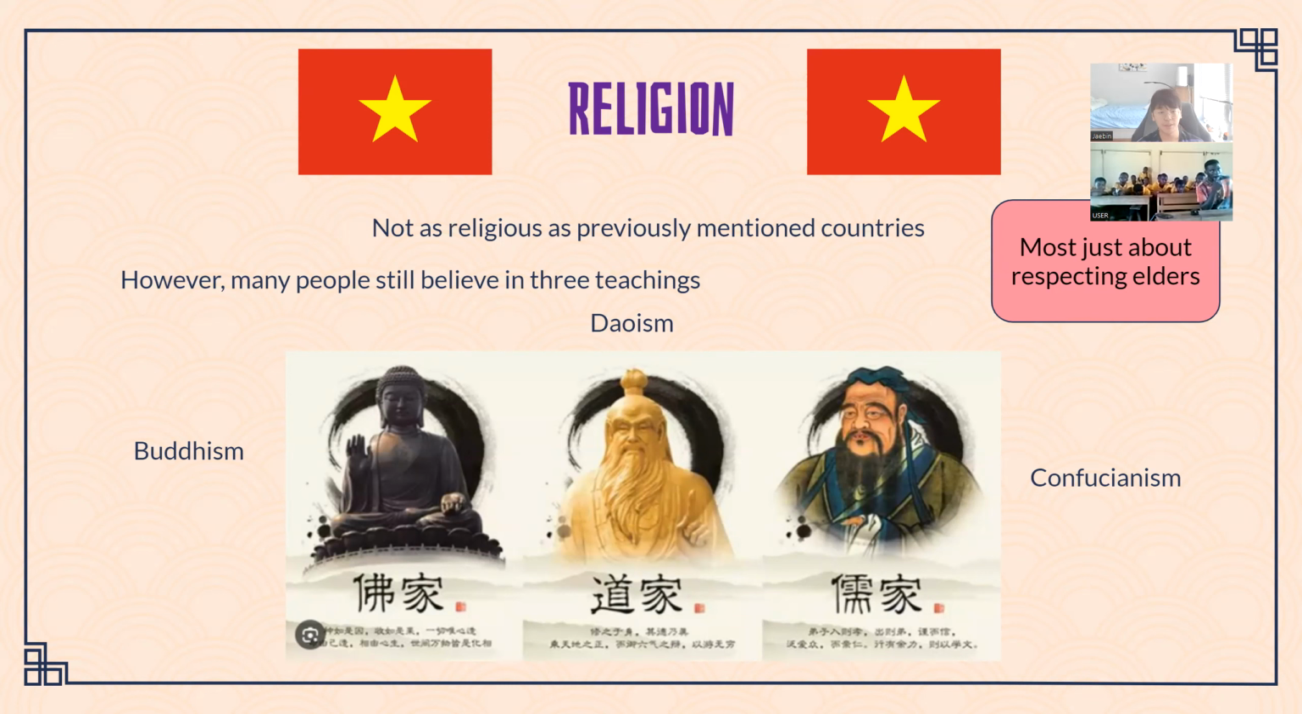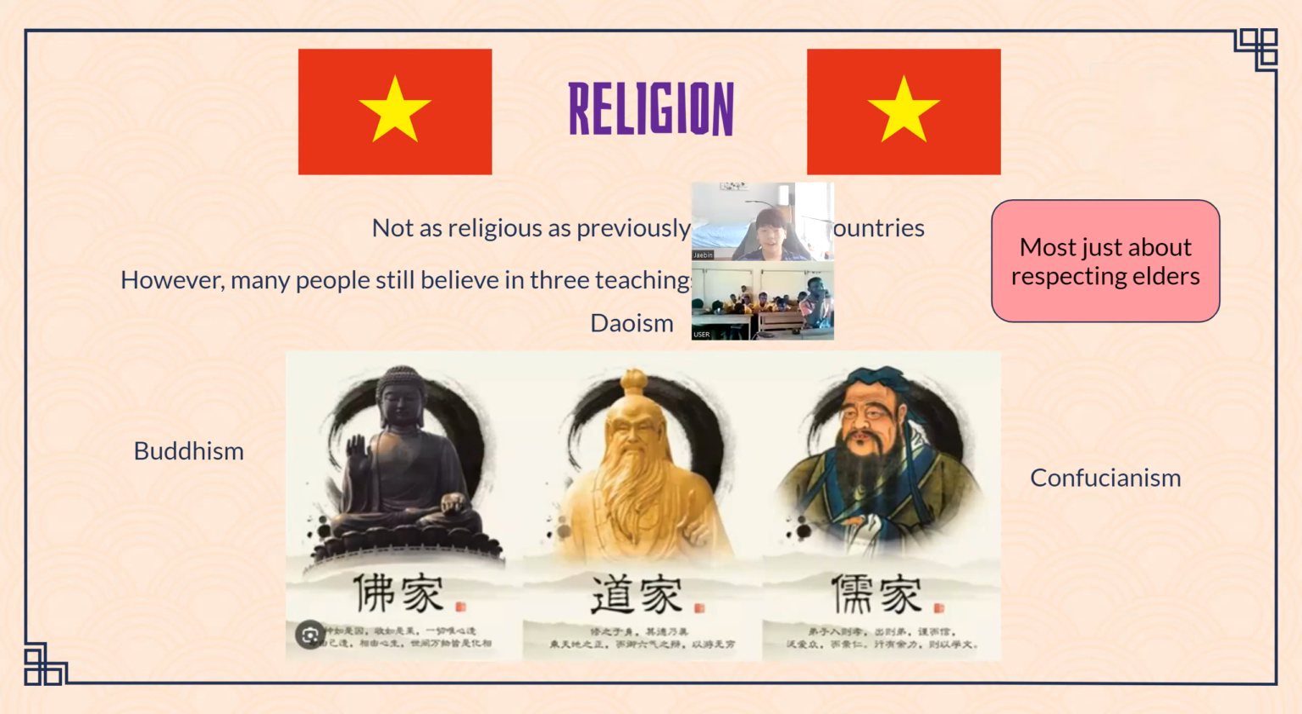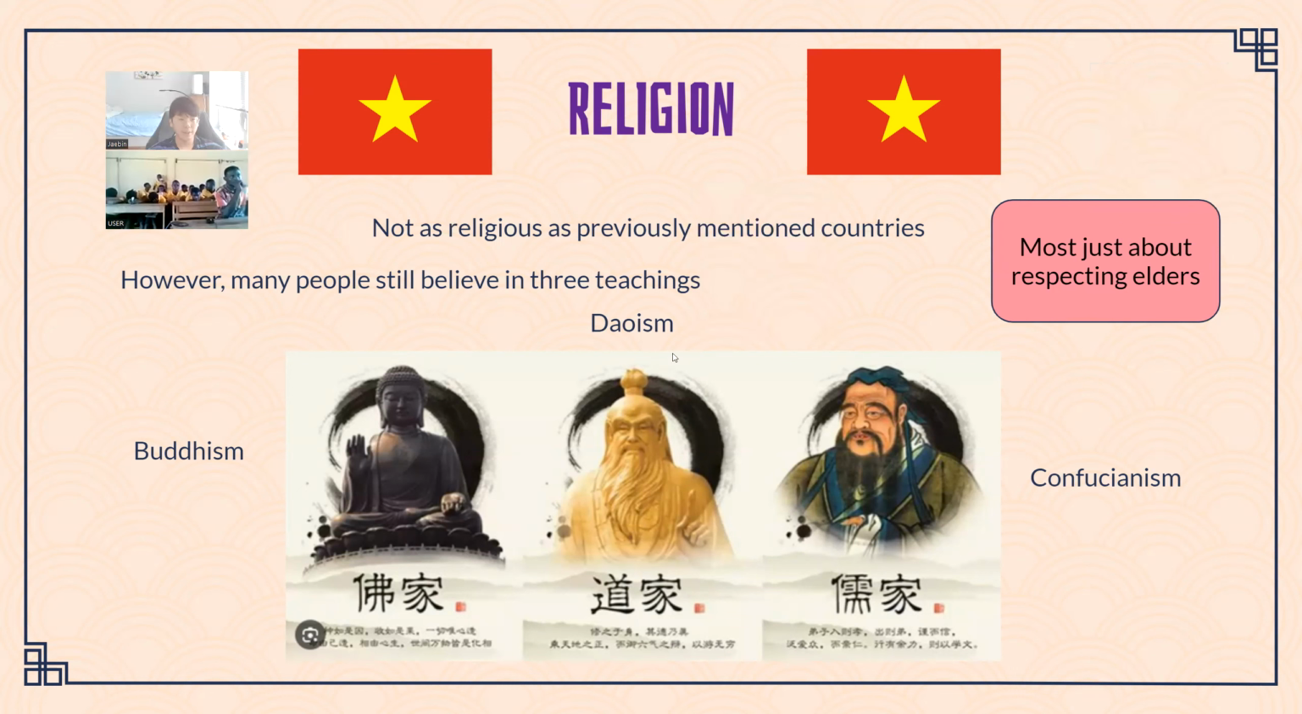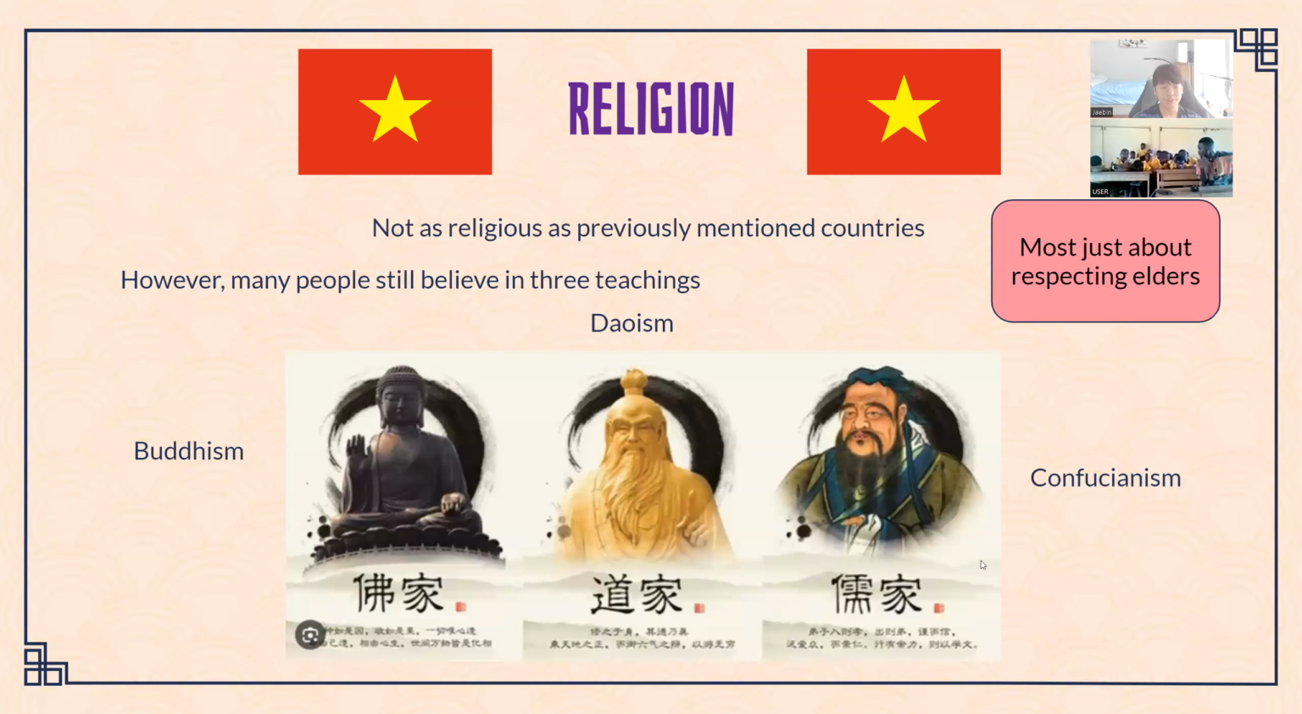But many people still believe in the three teachings. The three teachings are Buddhism, Taoism, and Confucianism. Basically, you do not need to know a lot about those. Taoism and Confucianism are basically just about respecting elders. Those are teachings about respecting other people and especially the older people, like your parents and teachers. And that's the idea behind Confucianism.